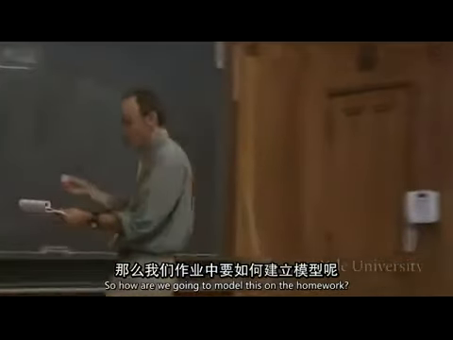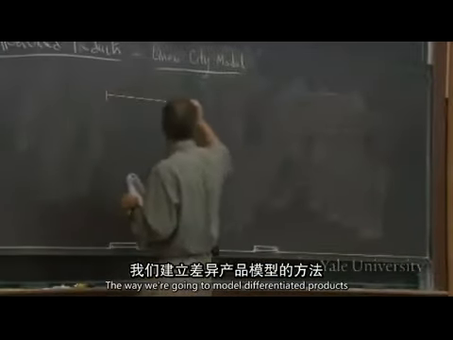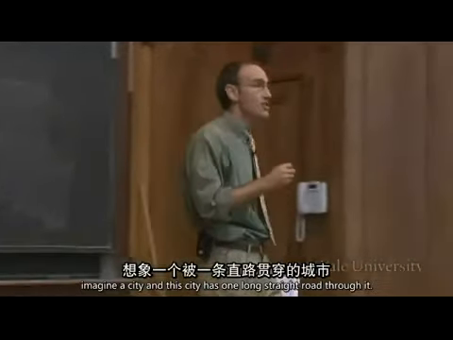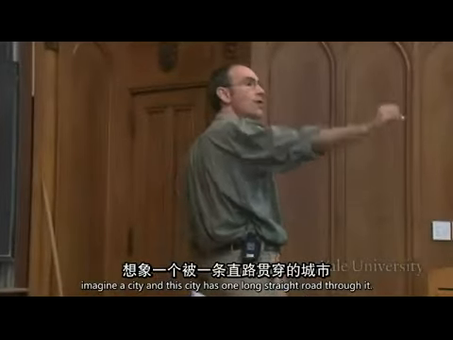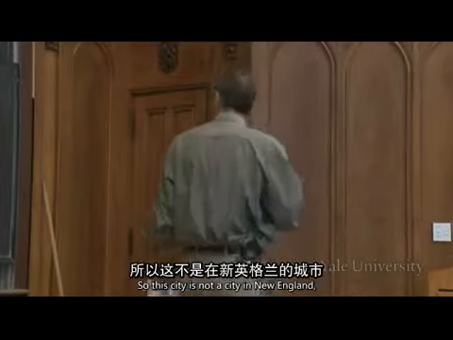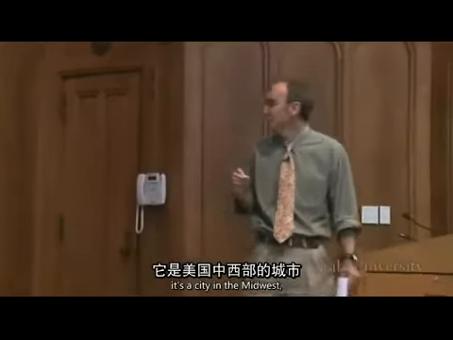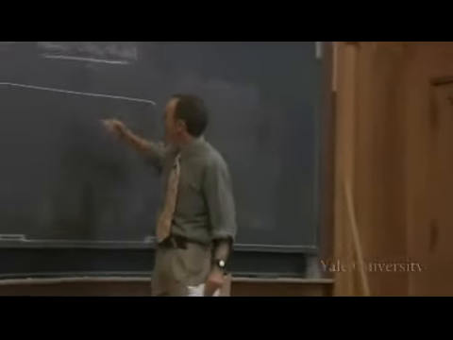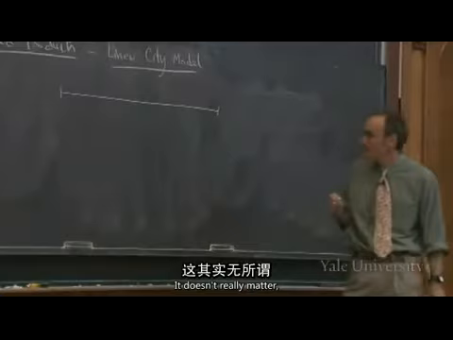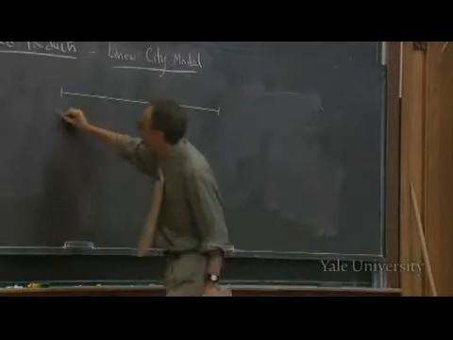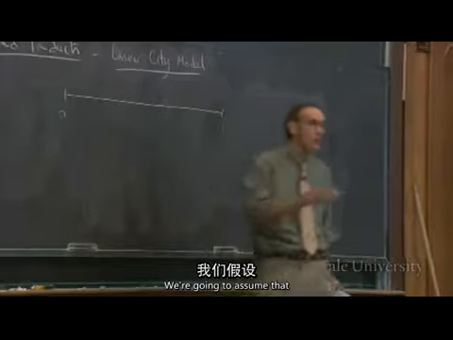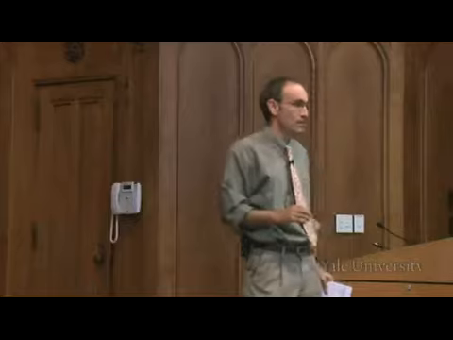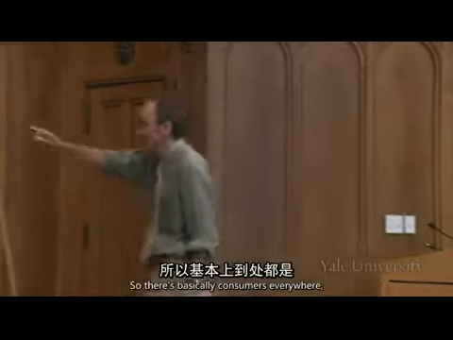So how are we going to model this on the homework? The way we're going to model differentiated products is to imagine, as a simple example, a city, and this city has one long straight road through it. This is not a city in New England, it's a city in the Midwest where everything's flat and the roads just go completely straight. Let's think of it as being a mile long. And we're going to assume that consumers are evenly spread along this city, so there's basically consumers everywhere.